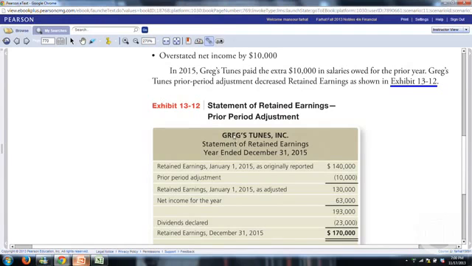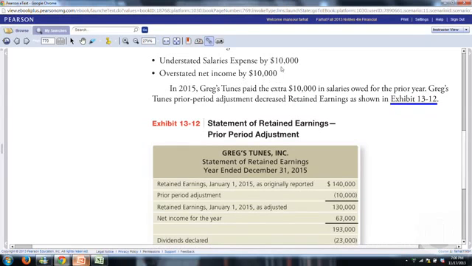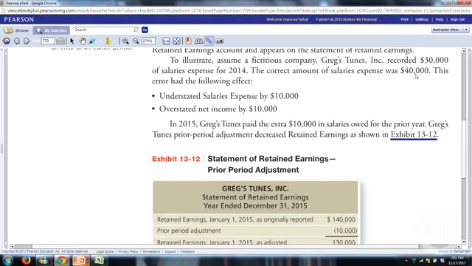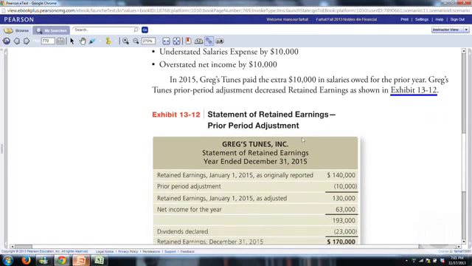So what we do is this. When we prepare our retained earnings statement for Greg Toons, so you have Greg Toons, the name of the statement, year ended December 31st. Then the beginning retained earning as originally reported was $140,000. So this number is given to us. Okay. Then what you do, since you had an error in the prior year, and that error was to understate expenses, which in turn overstated net income. So what happened the prior year, your retained earnings should have been $130,000, because if in the prior year you appropriately recorded 40,000 of expenses, your net income would have been lower by 10,000. Okay, so now what you do is you correct your beginning retained earning.